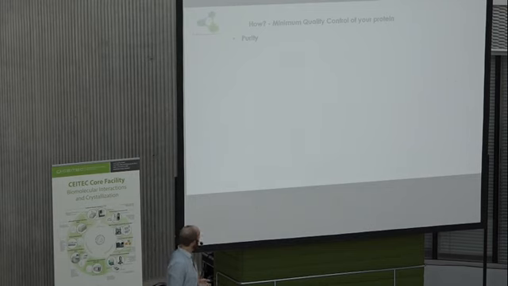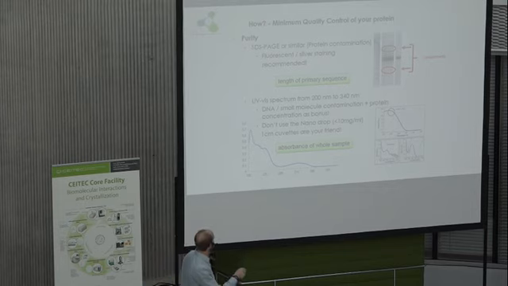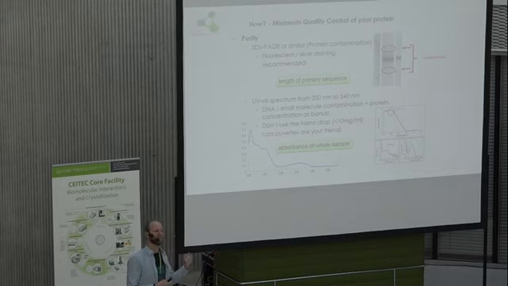So how do you do that? For purity, what a lot of people do is PAGE, which is obviously one thing, but just keep in mind, if you do a PAGE, whatever you see is proteins. So you don't see any other contaminations than protein contaminations in there. And also what you're checking is length of primary sequence. Also, make sure you stain it in a way that you really see impurities. If you just stain it with standard Coomassie, most likely the sensitivity is not high enough.